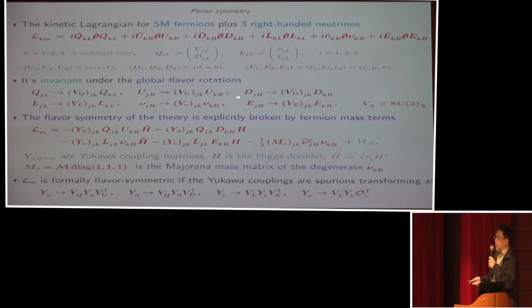But now of course, the Lagrangian should have mass terms, and so if you turn on the mass terms, you have these Yukawa terms. In this case, the right-handed neutrinos also have this Majorana mass term. So if you turn on all these masses, this big flavor symmetry is broken. But if you assume that the Yukawa couplings are actually spurions, which transform in this form, then you can restore at least most of these flavor symmetries. And so this gives us some idea about how you want to implement this idea of MFV, because in this case, we want to rely on the Yukawas as the sources of flavor violation.